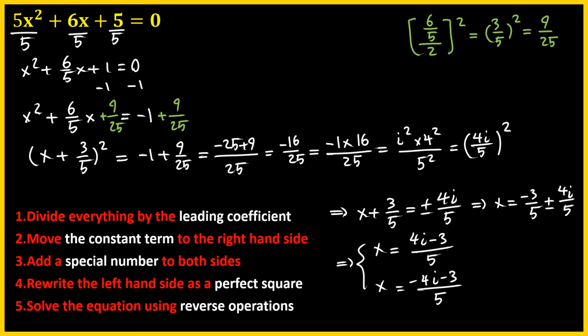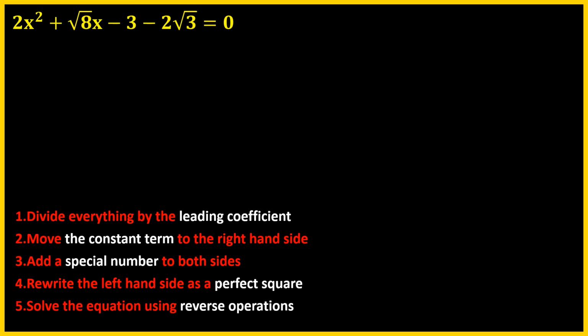Now, let's go ahead and take a look at the fourth one, in which we're going to have radical coefficients. And it's going to be super interesting. I guess it's going to be the most interesting one. So we have 2x squared plus root 8 times x minus 3 minus 2 root 3 equals 0.